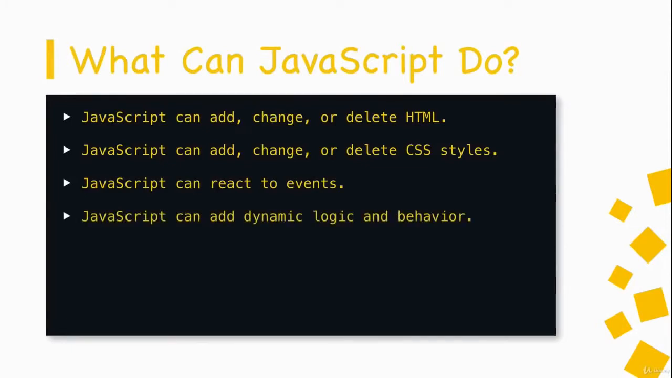JavaScript can add dynamic logic and behavior. We actually saw a little glimpse of this feature inside our application, where we used the logical OR operator to find out whether the user has inputted something valid in the input field, and if so, we use that input. Otherwise, if there's nothing valid inputted in the input field, we just default to the string world. That is a cool little example of how JavaScript can be used to add dynamic logic and behavior to your code.